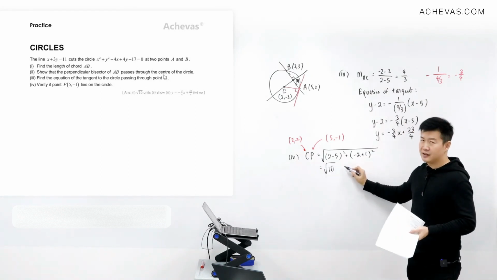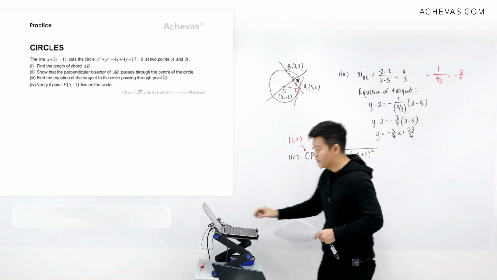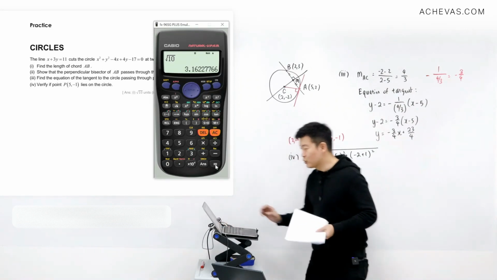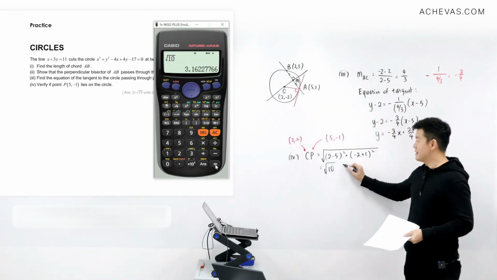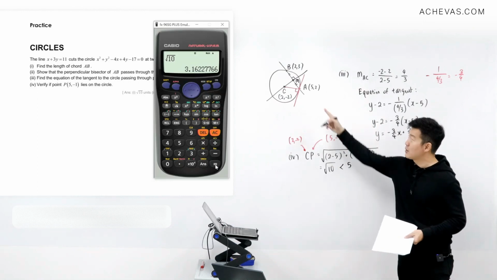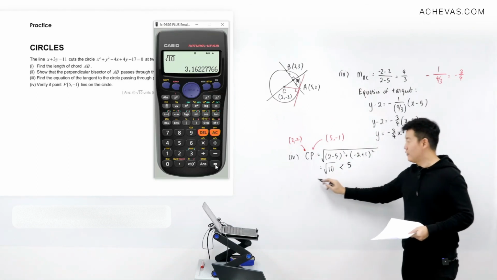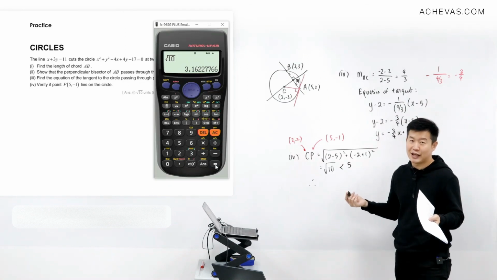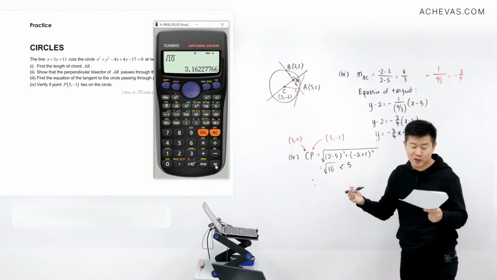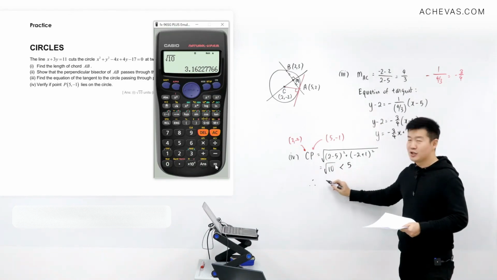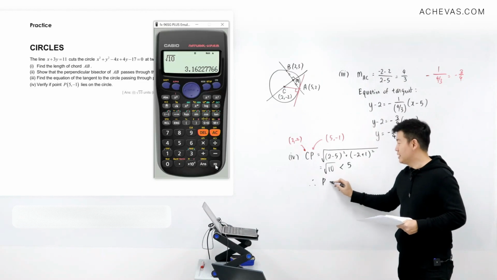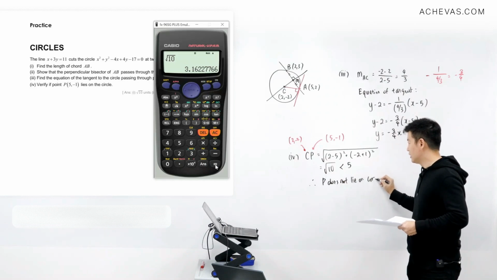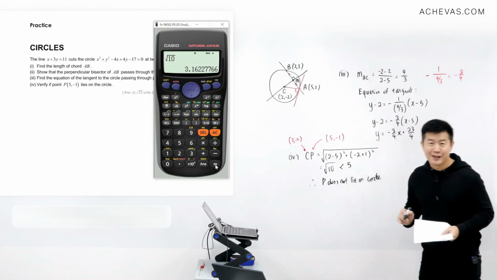And square root of 10 is, I think, 3 point something. Let's just do a quick verification. So square root of 10 is equal to 3.16. So 3.16 here is less than the radius that we have found just now, which is 5. And therefore, what can we say? Can we say that P is not lying on the circle? Yes, in fact, P is not lying on the circumference of the circle. We even know that P is lying within the circle. But anyway, just to answer the question, we now know that P does not lie on the circle.